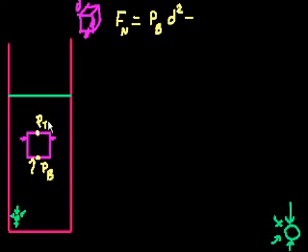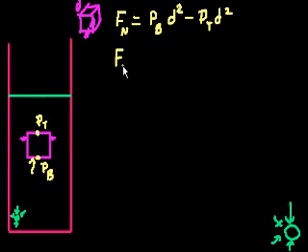So what's the force at the top? The force at the top is going to be the pressure on the top times the surface area of the top of the cube, right? Times d squared. And we can even separate out the d squared already at that point.